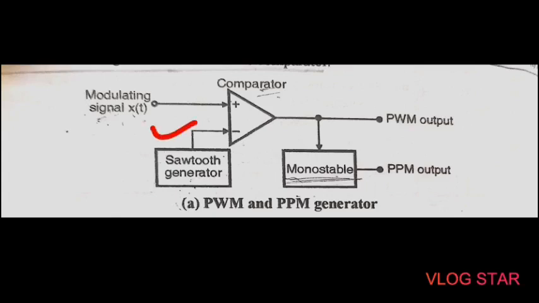this comparator. So this comparator has two terminals, the first is the inverting terminal and the second is the non-inverting terminal. So here we have to apply that sawtooth generator to the inverting terminal of the comparator. Then the modulating signal X of t is applied to the non-inverting terminal of the same comparator. Then the comparator output will remain high as long as the instantaneous amplitude of X of t is higher than that of the ramp signal. This gives rise to the PWM signal at the comparator output, which can be shown in this figure.